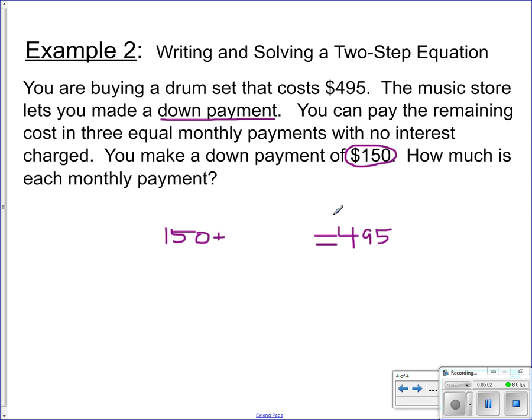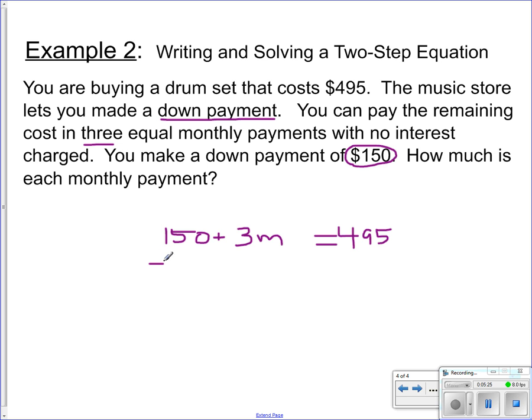All right, now what are we going to do? We have the remaining 3 equal monthly payments. They're going to be equal. We don't know what the monthly payment is. How much is your monthly payment? That's our variable. So I'm going to do 3M for monthly payment. 150 plus 3M equals 495. That is my two-step equation.